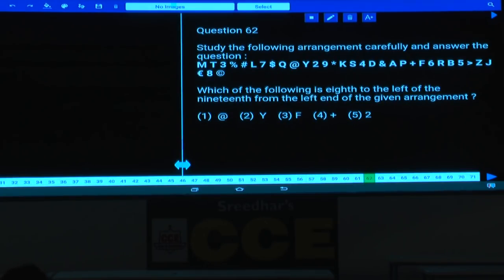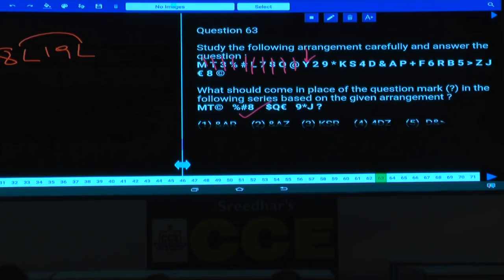Now 62, which of the following is 8th to the left of 19th from the left? Left and left. Directions are same. As the directions are same, then we should subtract between these two. 19 minus 8 is how much? 11. Now the 11th element from the left. 1, 2, 3, 4, 5, 6, 7, 8, 9, 10, 11. 11th element is what? Y. That is given in choice 2. Clear now? If the directions are same, subtract.